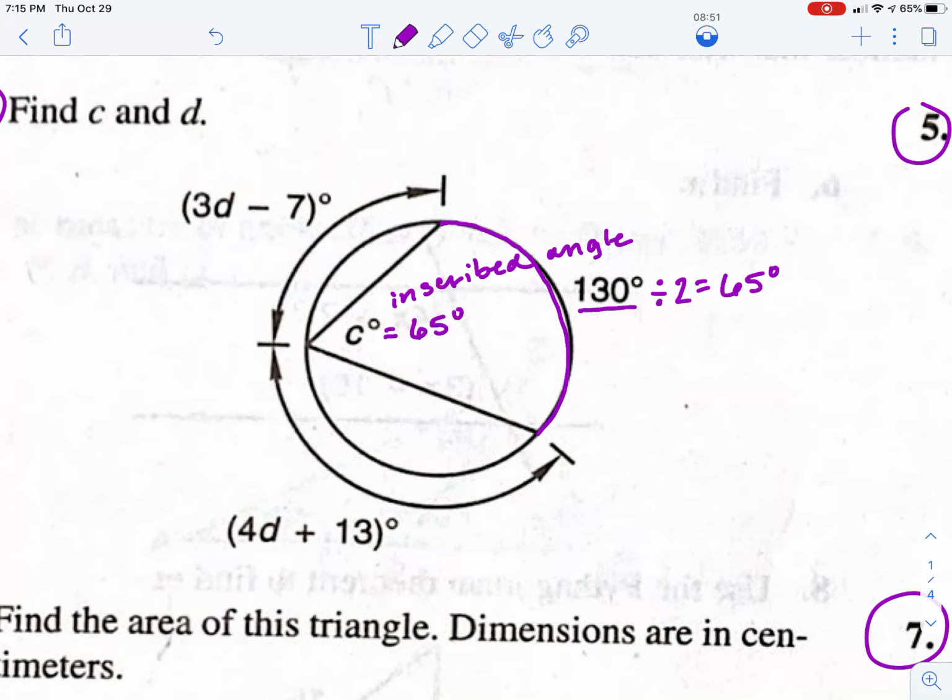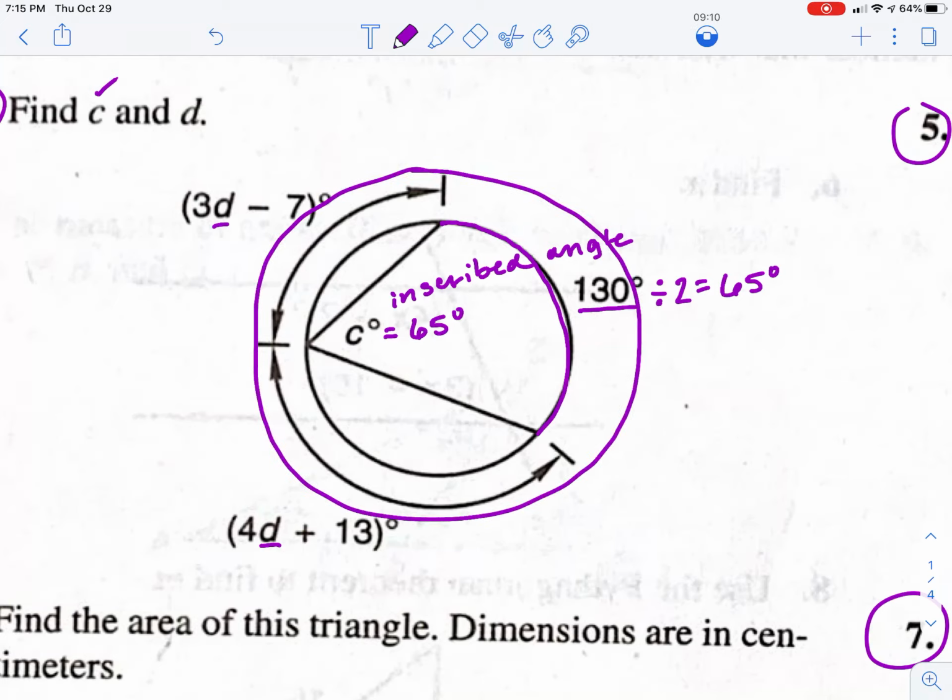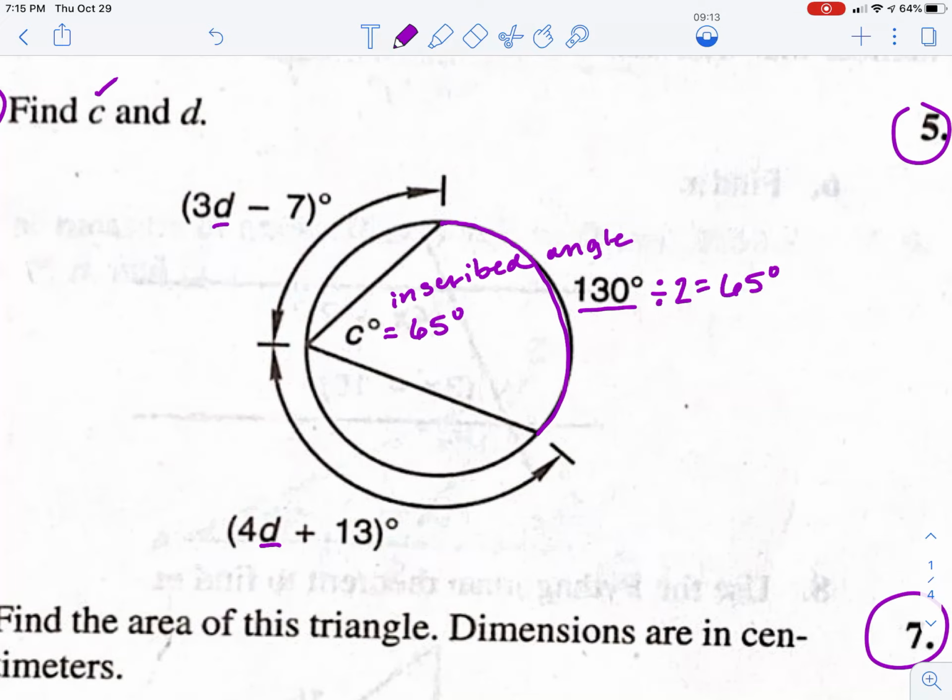Okay, now to find D, because that's what we have to find, that's C, now we have to find D. All right, so I notice I have a D here and a D here. So the degree measure around my circle, we discussed in class today, all the way around my circle, is 360 degrees. Okay, I know I have this 130 right over here. That's this part, that arc there. The other two arcs, this one here, let's see if I can put this in a different color for us. This will be in green. Okay, is 3D minus 7.